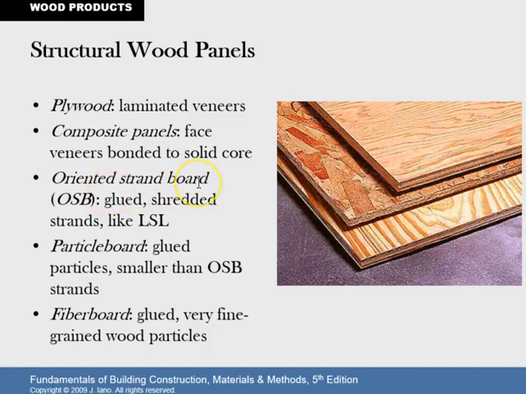OSB, oriented strand board, is very popular and inexpensive for sheathing. We'll look at sheathing next week again. Here, shredded strands, that's what we see there. And then particle and fiber boards are not pictured here, and they're made up of smaller pieces yet. So very efficient in that they don't waste a lot, but they have their limits in terms of what they could be used for.